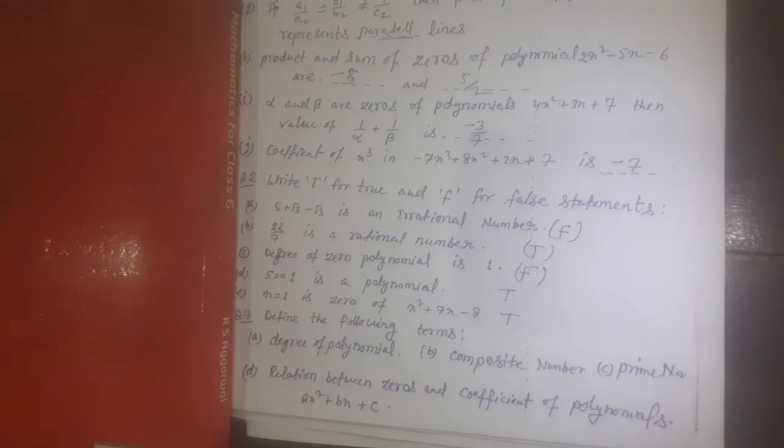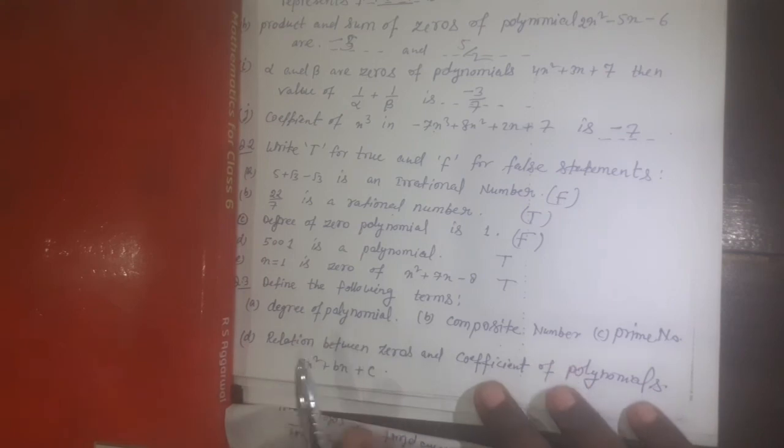Now we have question number third. See here, question number third. Define the following terms. We have to define the following terms. What is the degree of a polynomial? So the degree of a polynomial is the highest power of the variable. The highest power of the variable in the polynomial is known as the degree of the polynomial.